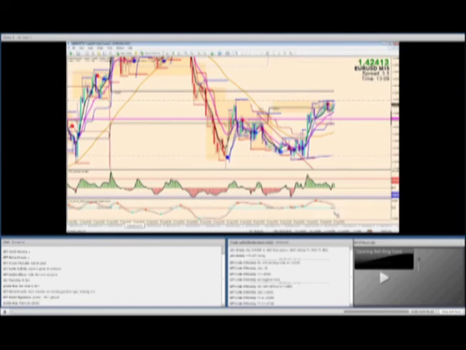Price finding some support here at the pivot, trading between the pivot and its swing high.